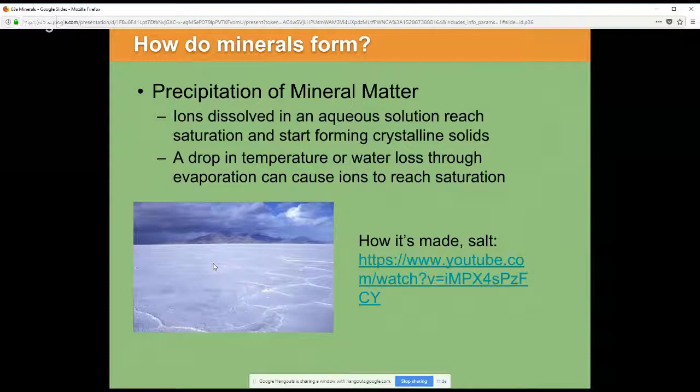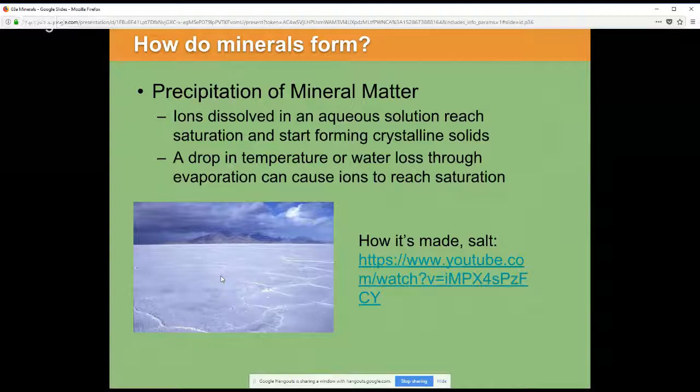So here is a picture of one of the examples of where this happens. Right near here, the Great Salt Lake in Utah, United States, we have halite and gypsum actively forming where water is evaporating in this interior drainage basin. And as that water evaporates away, it leaves behind these ions of sodium and chloride. And they become more and more concentrated over time until finally they crystallize and form the mineral halite.